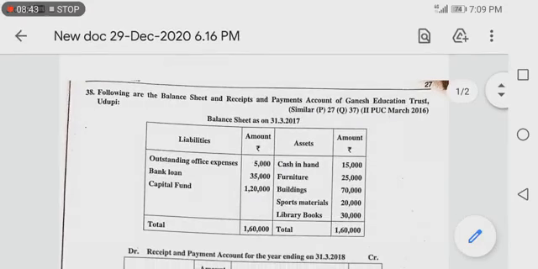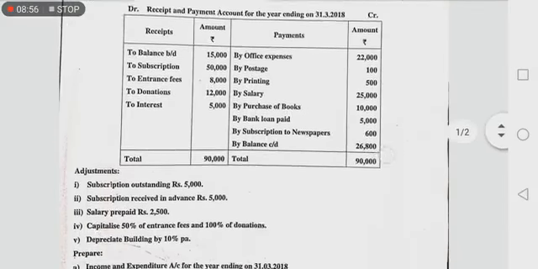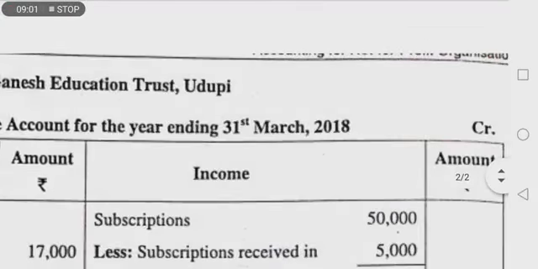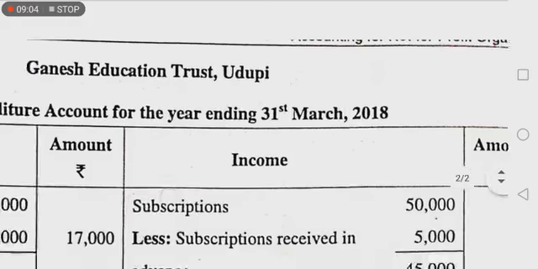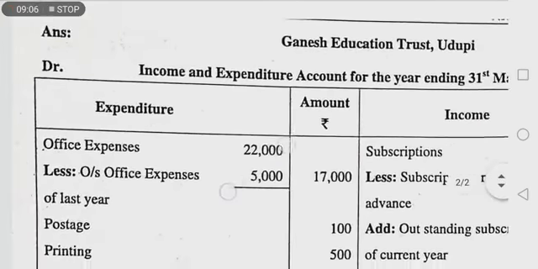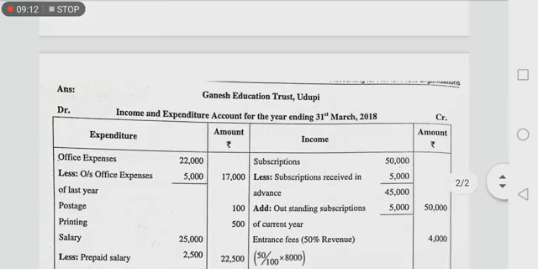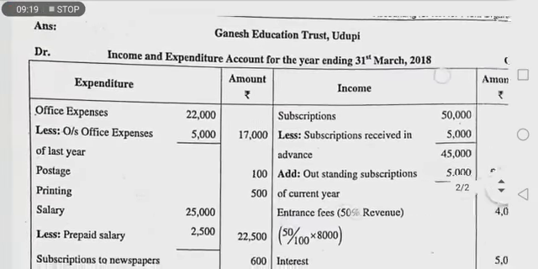While solving the problem in the previous class, I already informed you that whatever outstanding balance belongs to the last year should be deducted from the current year. Now we are preparing the income and expenditure account for 2018. You can see here the date of the income and expenditure account is 2018, the current year. So the 5,000 outstanding office expenses belong to last year. That's why it is deducted from the office expenses. You just deduct 22,000 minus 5,000, it will be 17,000 under the main amount column.